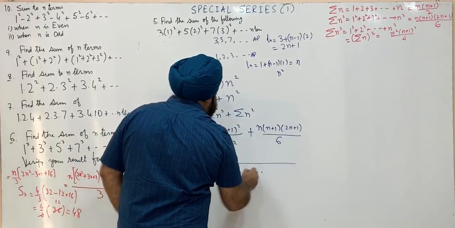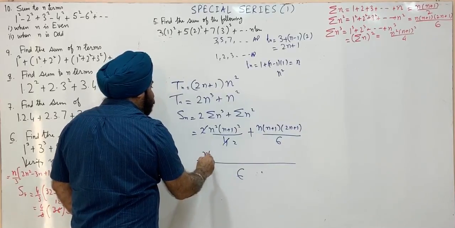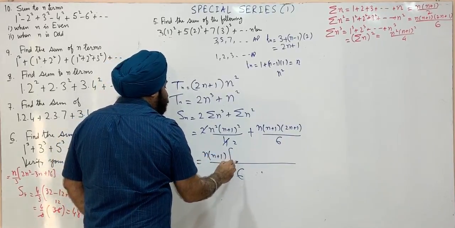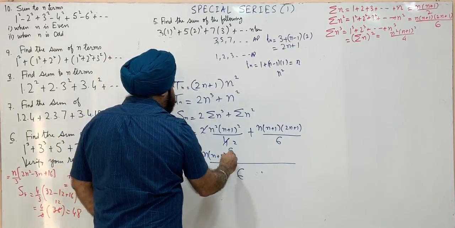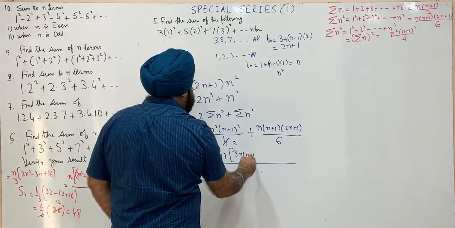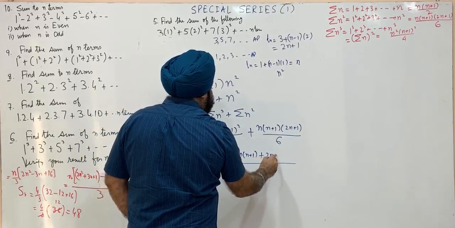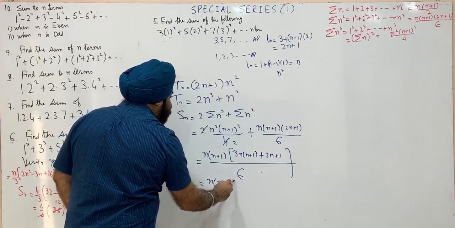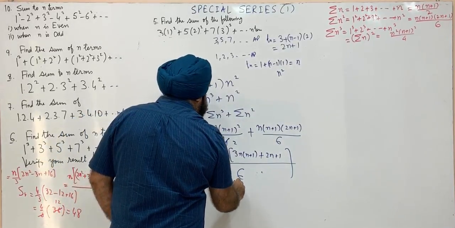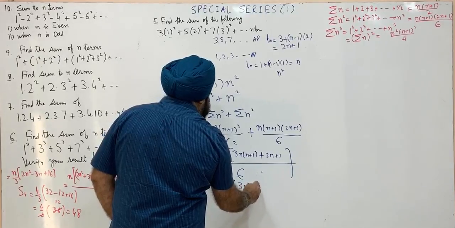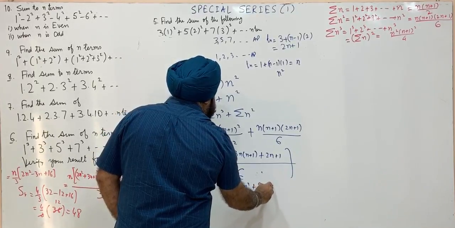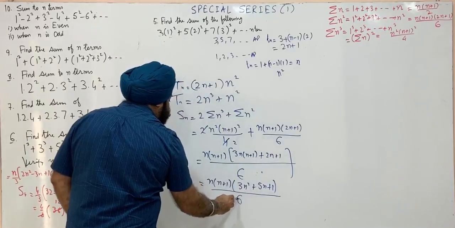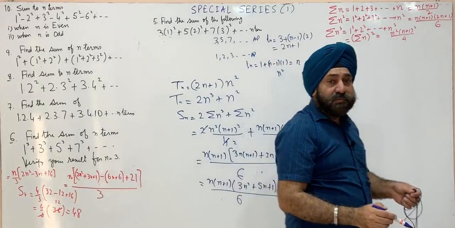We take LCM, which is 6. We take n into n plus 1 common. Inside we will have 3 into n plus 1, and plus this is 2n plus 1. That's n into n plus 1 into this is 3n square and plus 5n and plus 1 upon 6. So this is sum of n terms of the series.